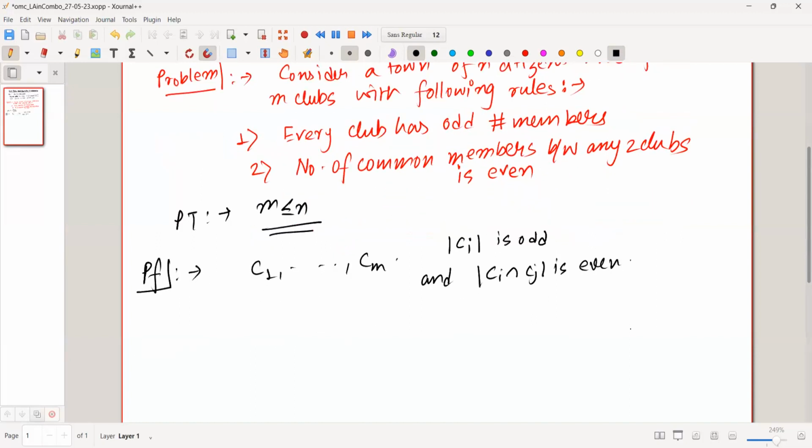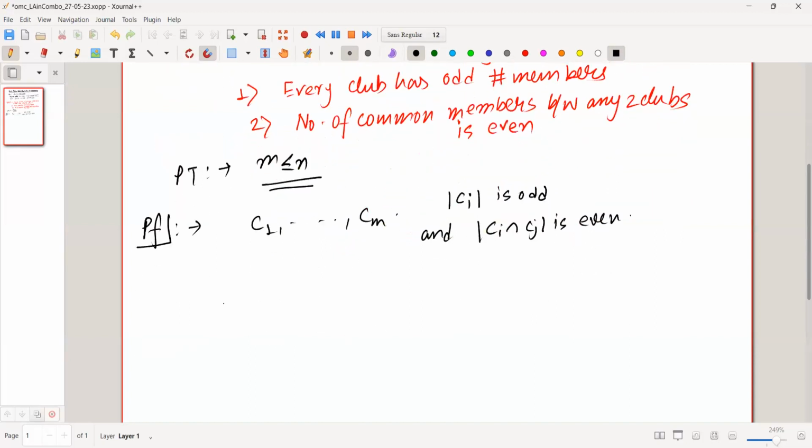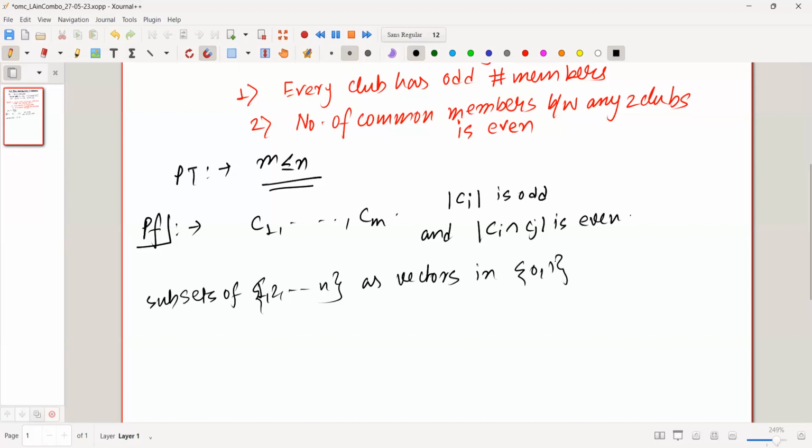Here's what we are going to do. This is a very standard thing. We will think of subsets of 1, 2 up till n as vectors in {0, 1} to the power n, which is basically called F2 to the n. You have n coordinates and you have a 0 or a 1 in every coordinate.